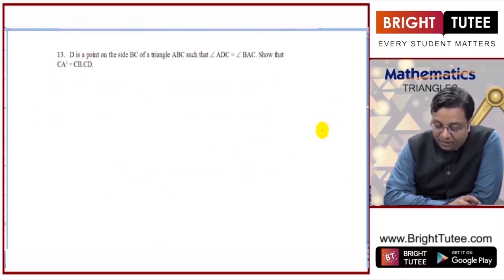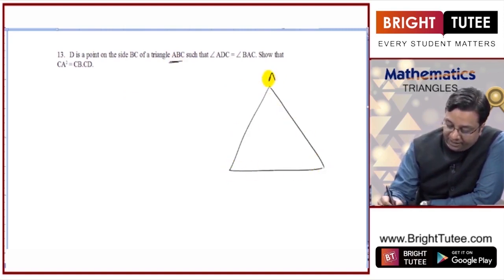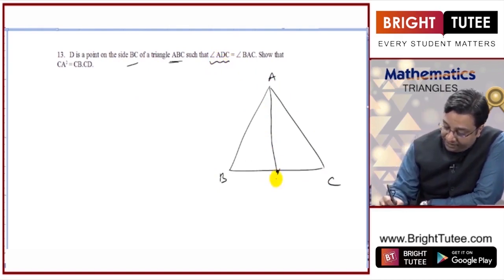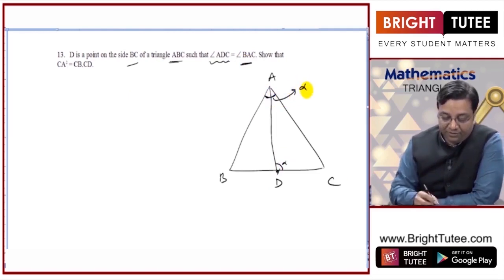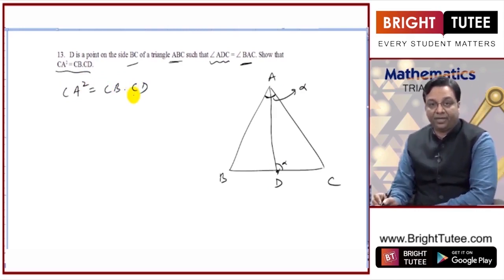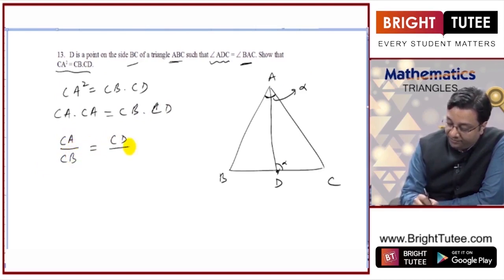Now D is a point on the side BC of triangle ABC. Let us say this is triangle ABC, and D is some point on side BC of triangle ABC, such that angle ADC, that is this angle, is equal to angle BAC, that is this angle, right? So if this is alpha, this complete angle is alpha. Show that CA square is equal to CB into CD. Okay, so I can break CA square into CA into CA, and it should be equal to CB into CD. So CA by CB should be equal to CD by CA.